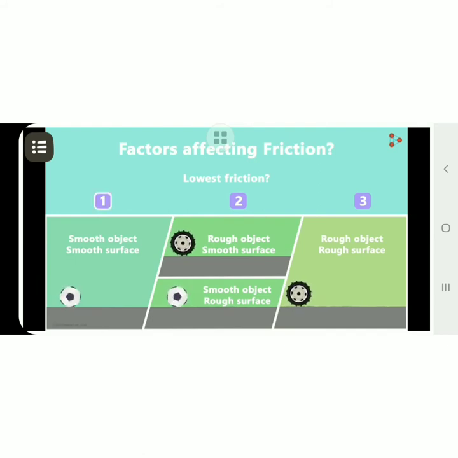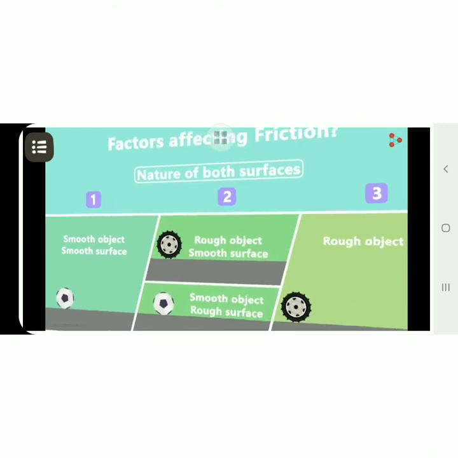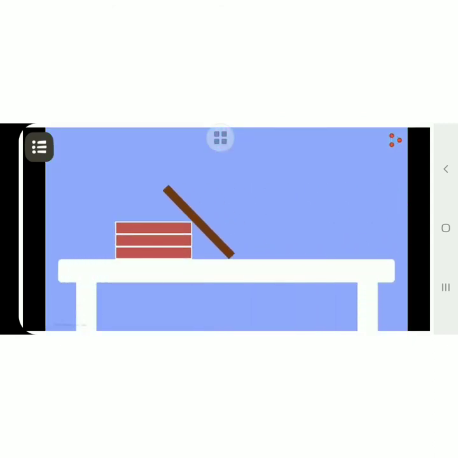And the lowest friction will be in the first condition: smooth object, smooth surface. The highest friction is with the rough object and rough surface. So the movement will be very, very less in that condition. We can understand that friction depends on the nature of both surfaces, the object surface and also the surface it moves on, smooth or rough. So the nature of both surfaces affects the friction.